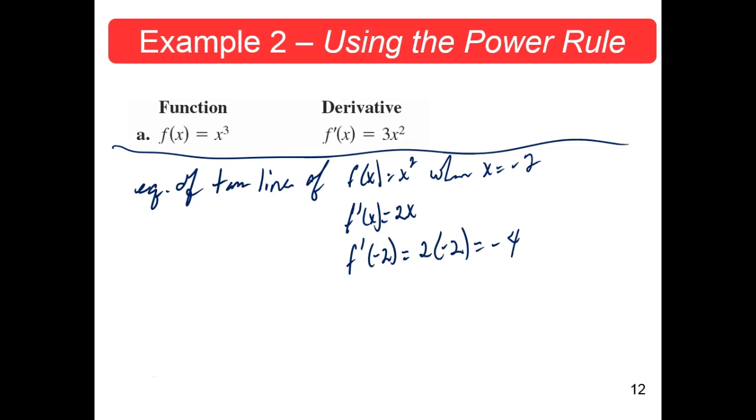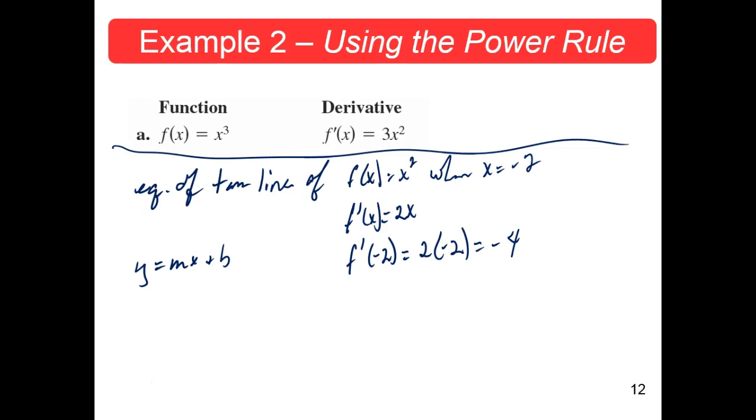That doesn't give you the equation of a tangent line, though. What do you need to have an equation of a line? Say again? Y is mx plus b. Exactly, okay? Y is equal to mx plus b. That's going to be the equation of a line. What does the m stand for? Slope. Hey, we got it.